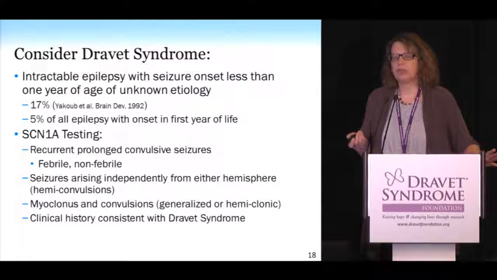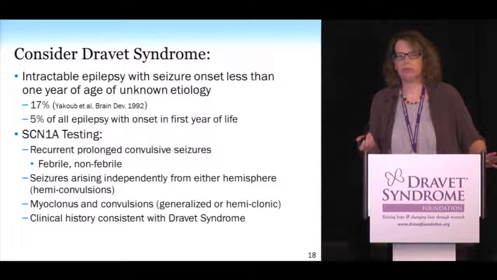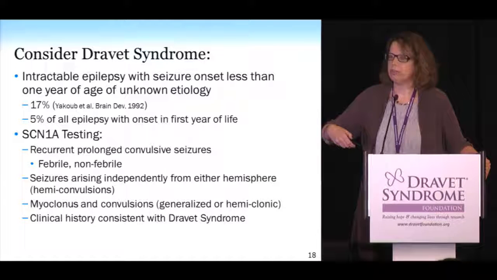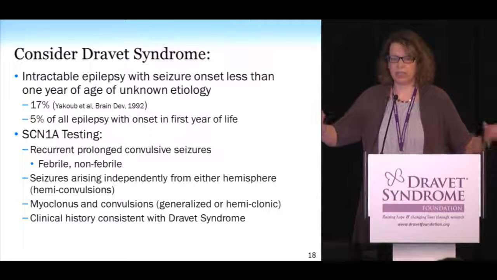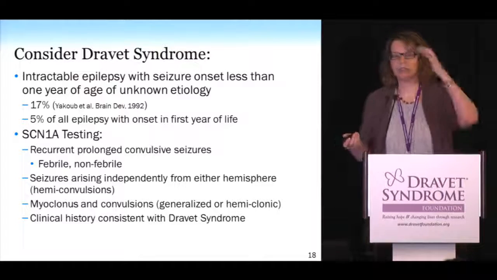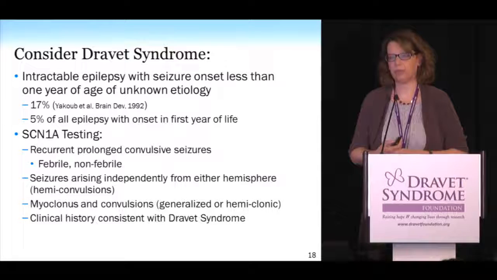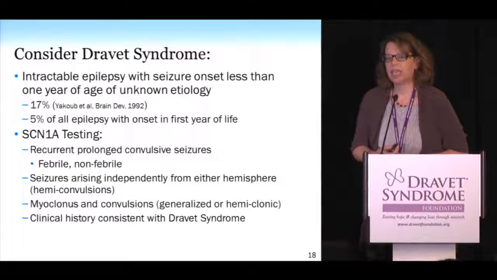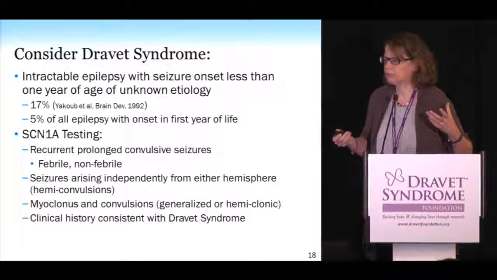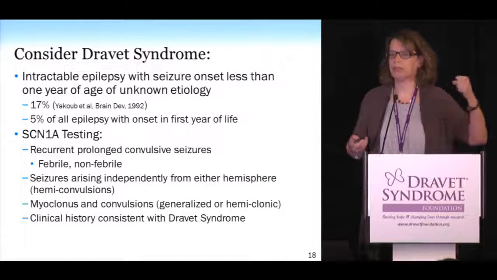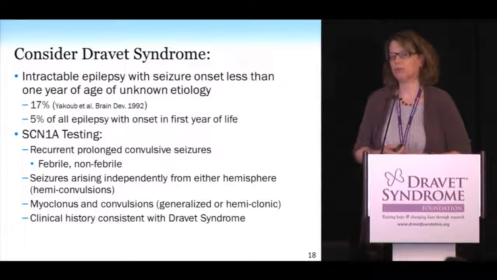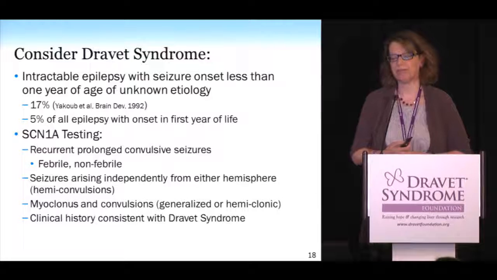Anytime somebody has recurrent prolonged convulsive seizures, whether febrile or not. So somebody might come in with their first febrile seizure, which some of them might actually be a febrile status epilepticus, a very prolonged seizure, I won't necessarily get SCN1A testing there, but I will if they come in after their second one. Again, as we discussed, I get SCN1A testing and consider the diagnosis of Dravet syndrome for anybody who has those alternating unilateral hemiconvulsions with an otherwise unremarkable history and normal brain scan.